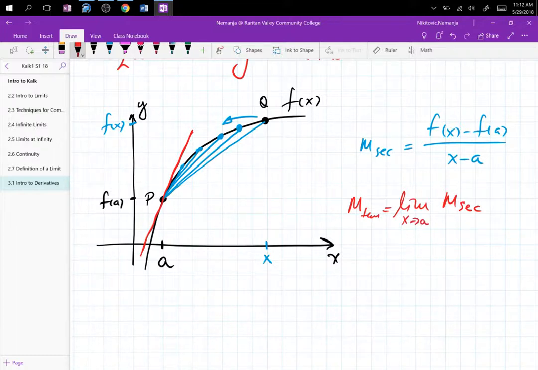Do you see that Q goes to P because it's moving? Well, that means that x goes to a. Now write it the way we write it. X goes to a, right?